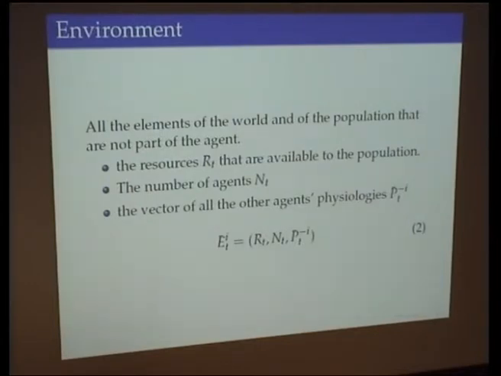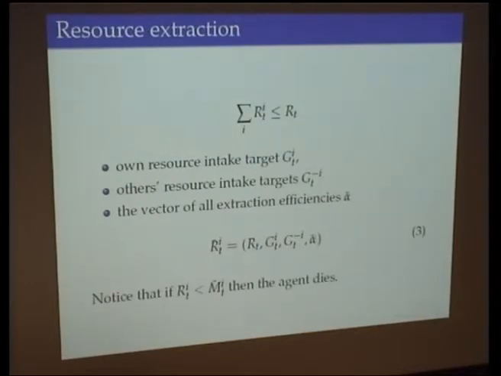Once we set up the environment and the physiology, we can go and see what is the extraction mechanism of resources from the environment. First of all, we have a constraint such that the amount of resources that are extracted from the environment cannot be larger than the total resources available in the environment. And then there is a kind of game among all the agents in the population. There are the resource intake targets of every agent, but for sure it cannot be taken for granted that every agent extracts the maximum amount of resources he wanted.